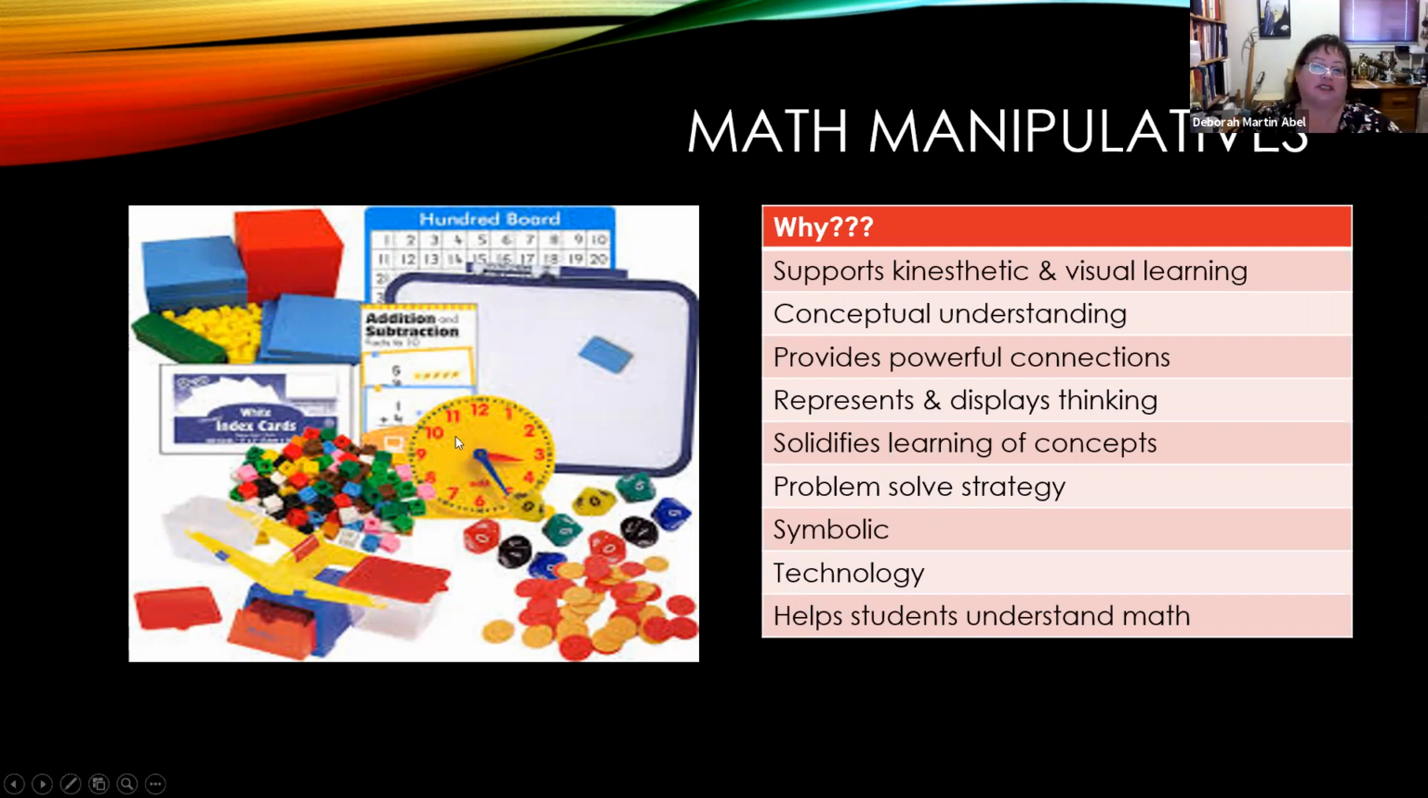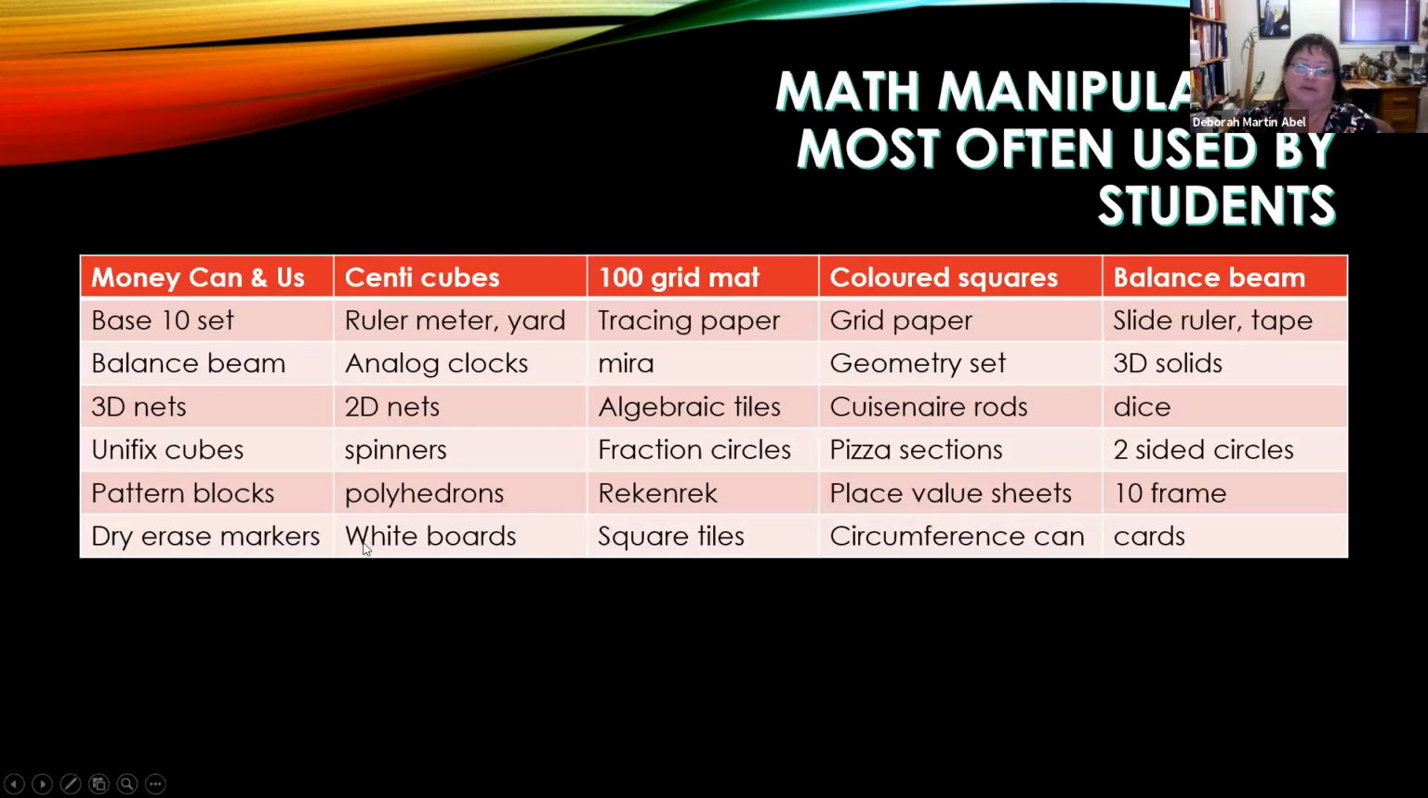And my students and I made a list of the things that we use the most. So for money, base 10, balance beam, the 3D nets, and the cubes, pattern blocks, and dry erase markers. And then centicubes, and spinners that we use at whiteboards always. Clocks, even though they took it out, we still use it. I also teach American money, because we're close to the States, and we have relatives over there, so they have to know the money. It's a good thing.